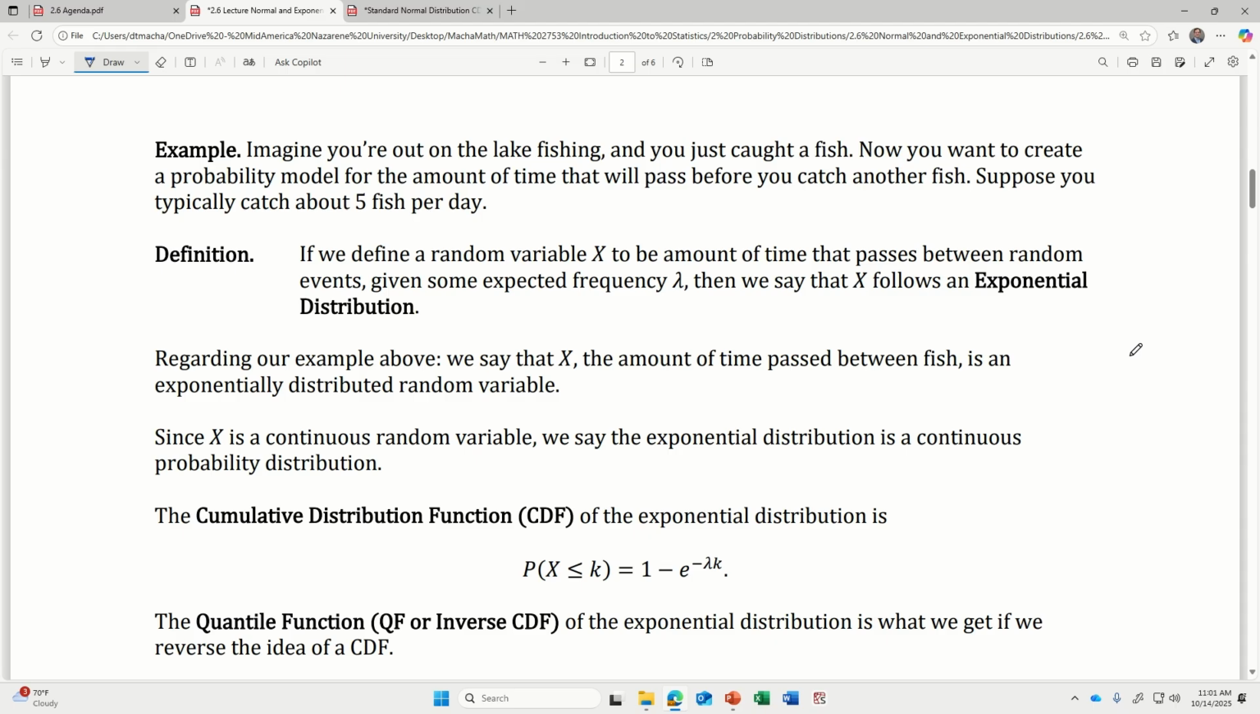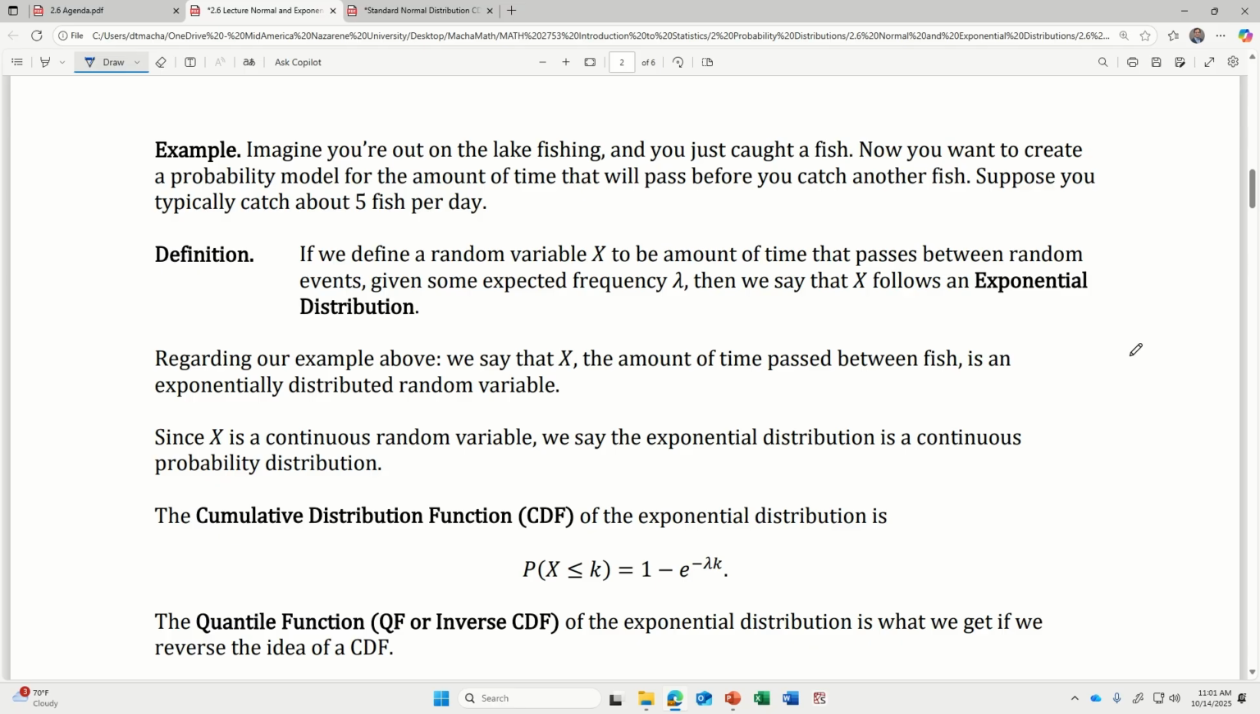So changing gears now, we're thinking about a different distribution. Imagine you're out on the lake and you just caught a fish. Now you want to create a probability model for the amount of time that will pass before you catch another fish. How long will it take until I catch my next fish?